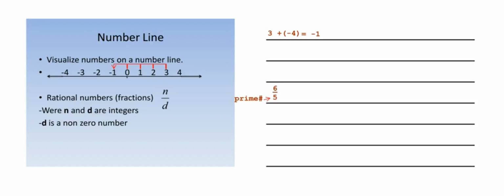So is there a multiple of 5 that's also a multiple of 6? Remember, you want to try to simplify this. No, 5 is a prime number, right? Since 5 is a prime number and 6 is not a multiple of 5, we can't simplify in this case. So that would be your final answer as a fraction.